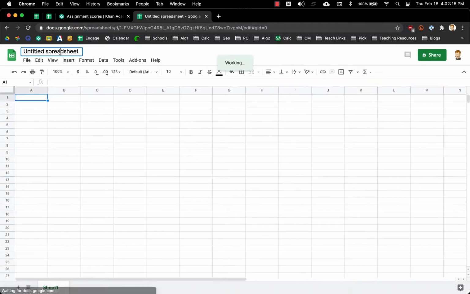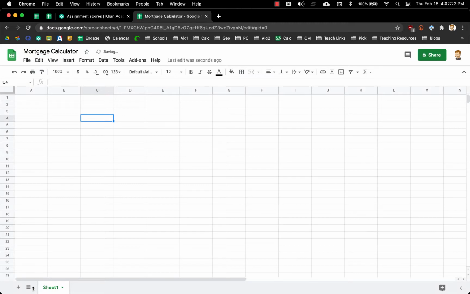I want to title this document Mortgage Calculator. Good. Do we need to rename the sheet? We don't, but we can. We can say Mortgage Calculator just by double clicking and editing.